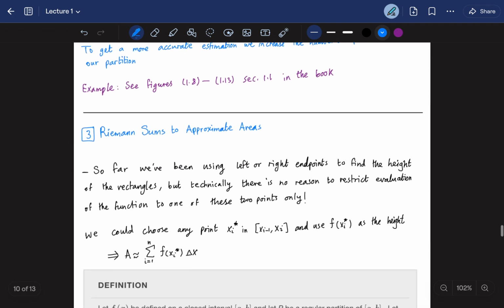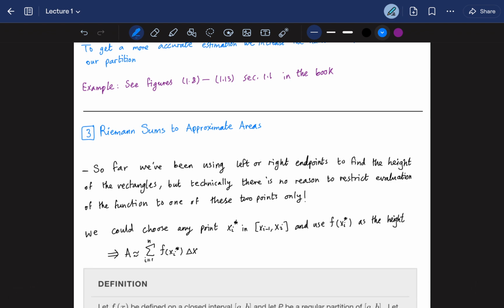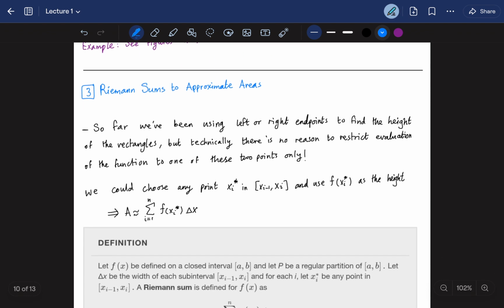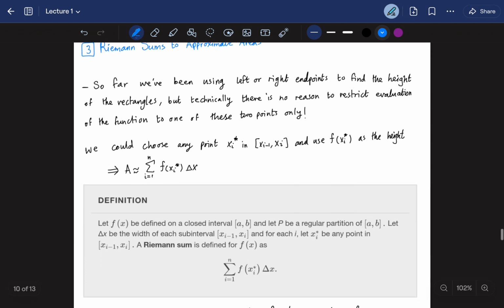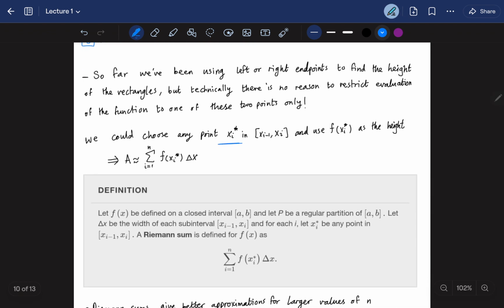Okay, so now let's start the last topic that we're going to go over today, which is Riemann sums. So far we've been using left and right endpoints to find the height of the rectangle. But technically, we can use any point in the subinterval that we're getting. So here, if we choose any point in the subinterval, using the height f of xi star, we can easily approximate the area by taking the sum of the areas for each rectangle separately, which is the height times the width.